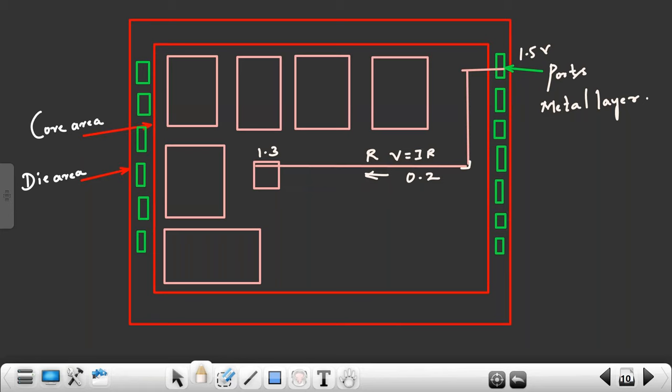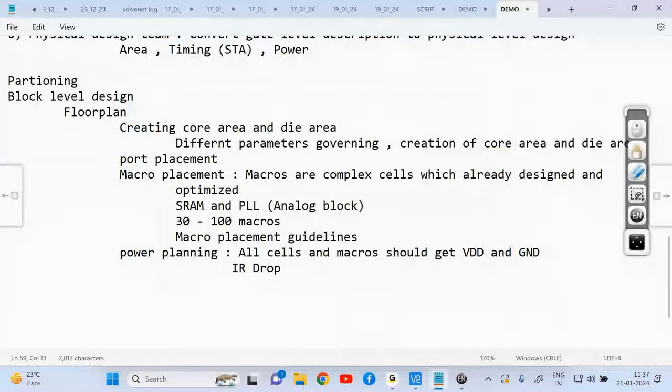So we should do efficient power planning to see that this IR drop is minimized. We want less IR drop. So how to reduce this IR drop? How to do the power planning to reduce IR drop? That we will see, right? Power planning is done to reduce IR drop.